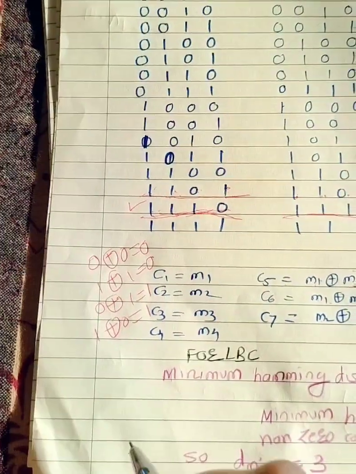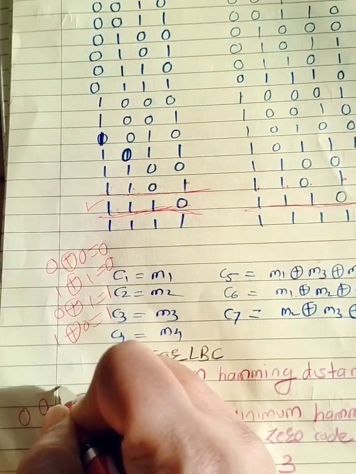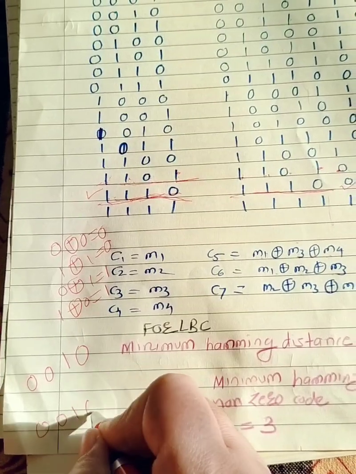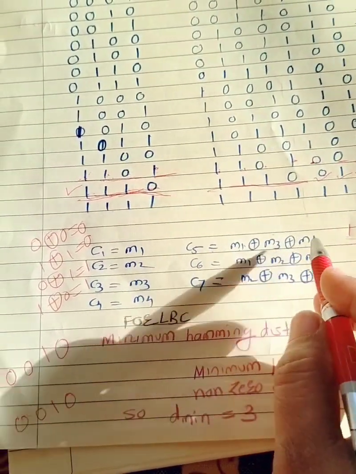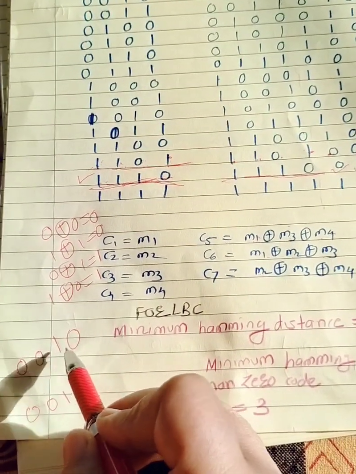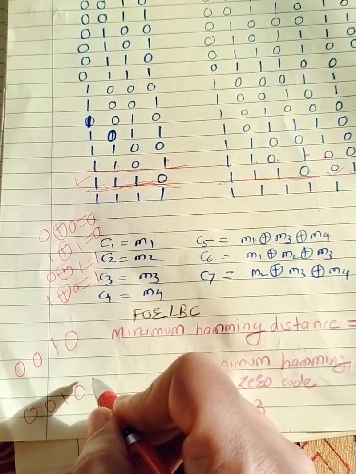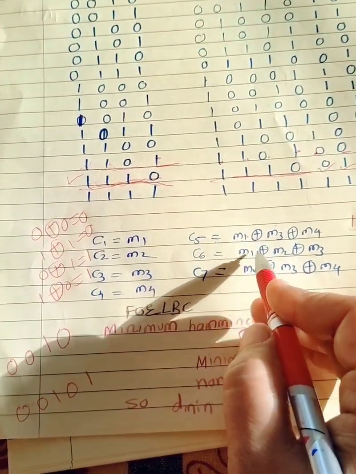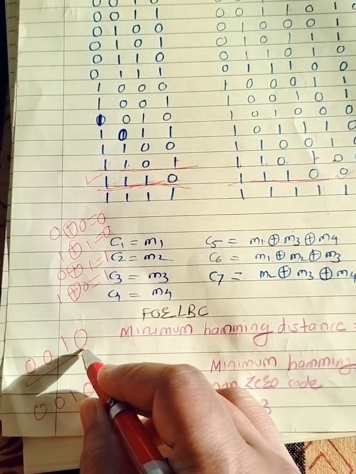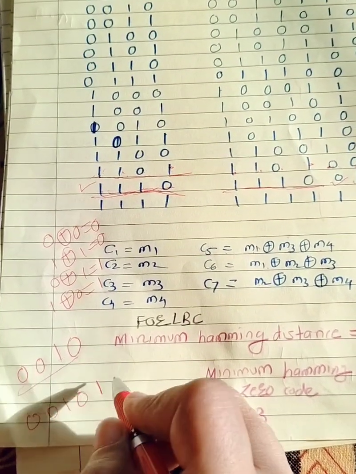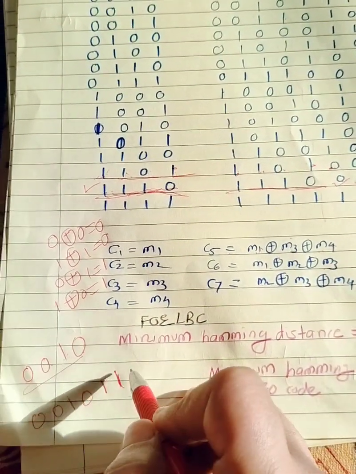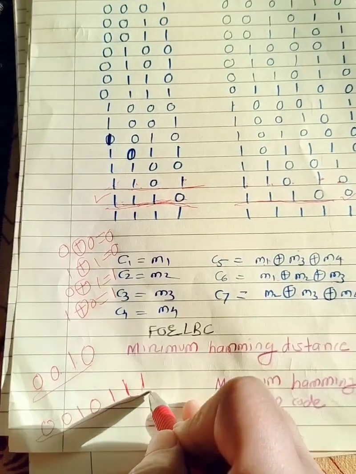Let us take another example so it will be more clear to you. Let us take 0 0 1 0. This is the message, so the first 4 bits of the code are the same, 0 0 1 0. Then the next bit is from M1 M3 M4: M1 is 0, M3 is 1, M4 is 0. So 0 1 0, odd ones are there, so 1. Then C6 is M1 M2 M3, these three, 0 0 1. There is an odd one, so write 1. Then C7 is these three, M2 M3 M4. Again odd ones are there, so write 1. So this is your code for this message.